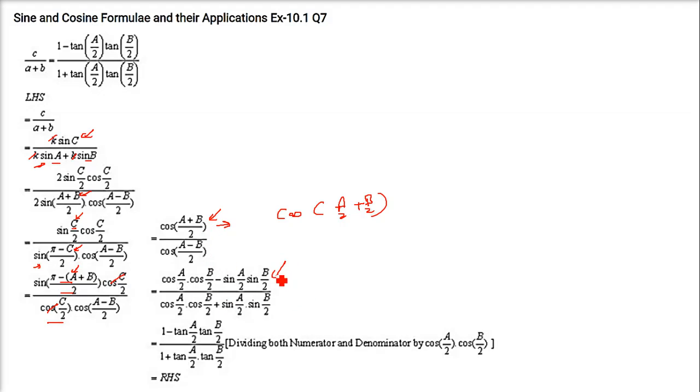Now use the denominator to find this one. Use cos a by 2 and cos b by 2 to divide each term, meaning the numerator completely and the denominator completely. So you'll get this term. As I told you earlier, I'll show you this one. Let us say this one I'm taking, sin a by 2, sin b by 2. I'm dividing it using cos a by 2 and cos b by 2. So this will be tan a by 2 and this will be tan b by 2.